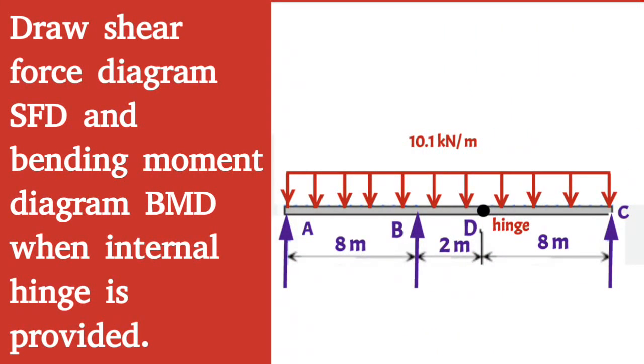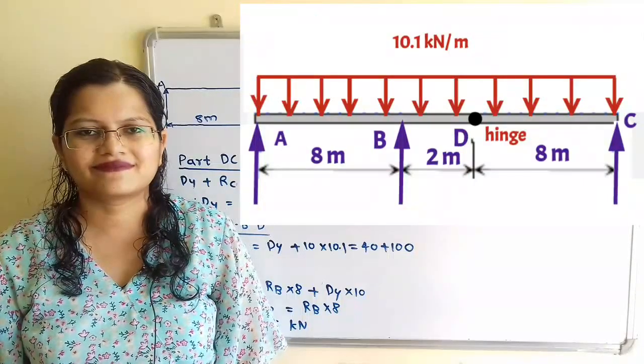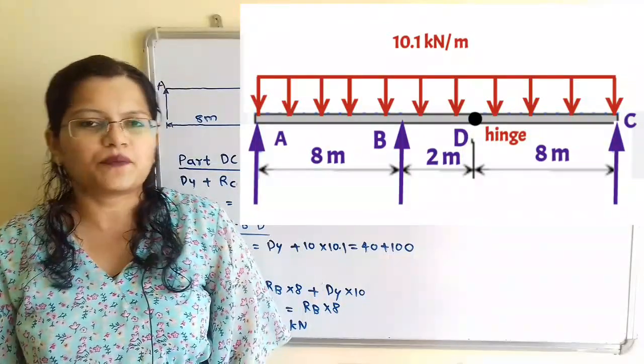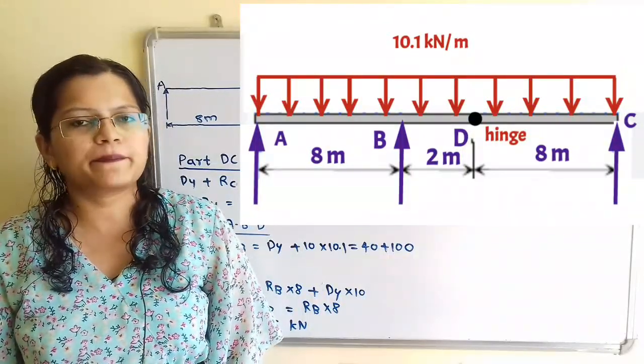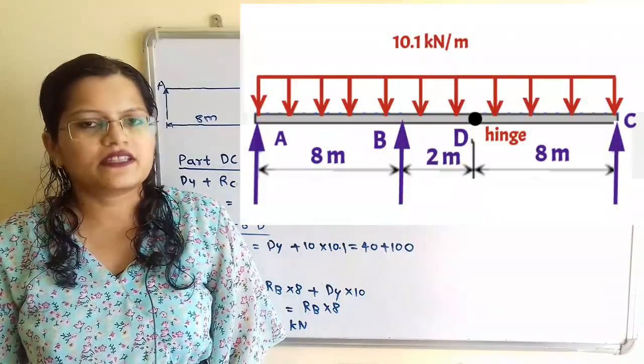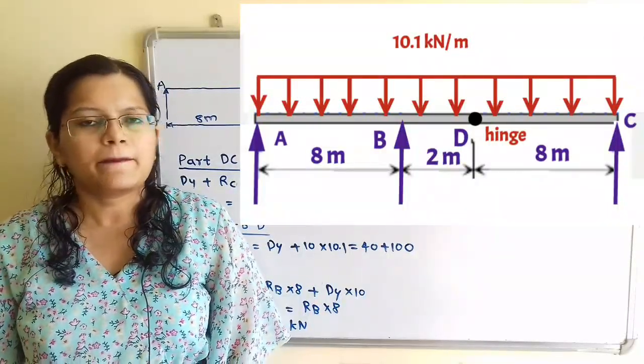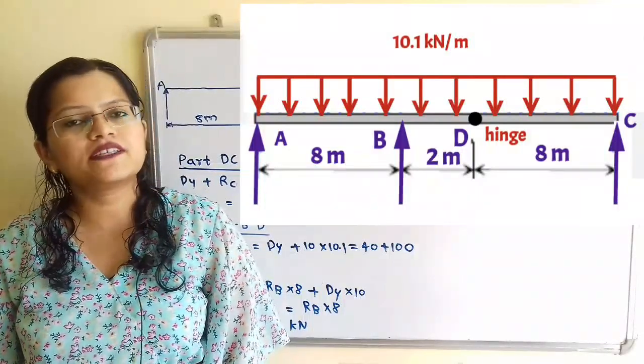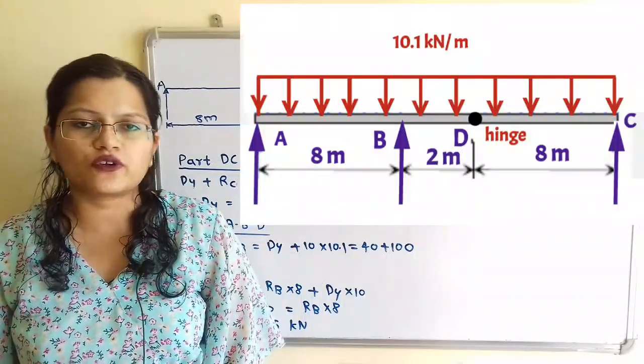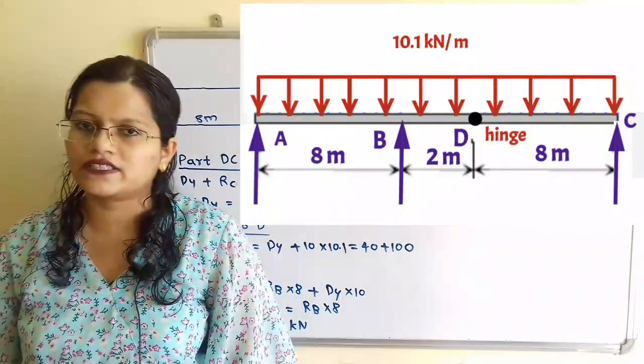Given question, draw shear force diagram and bending moment diagram when internal hinge is provided. Beam is supported at 3 points A, B and C. Internal hinge is provided in the system at point D. Beam is having uniformly distributed load 10.1 kN per meter all over its length.